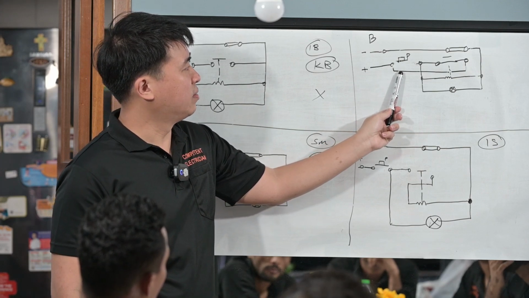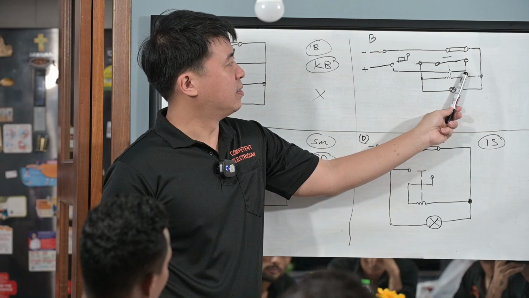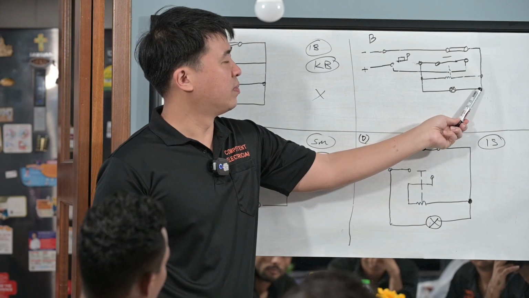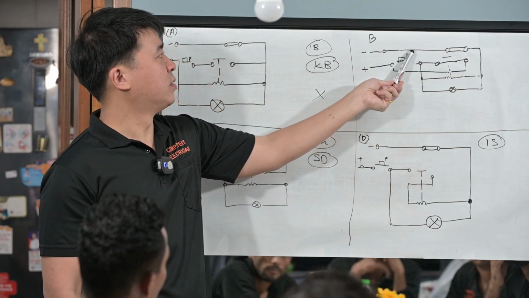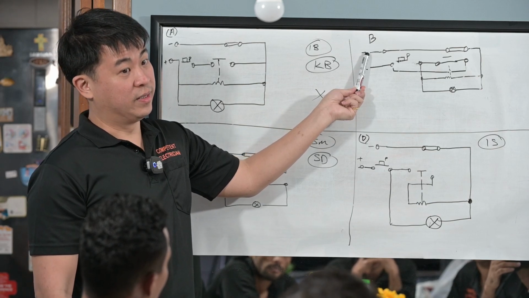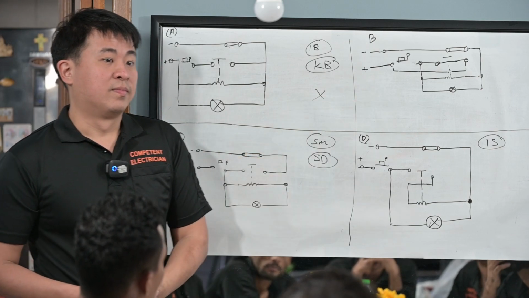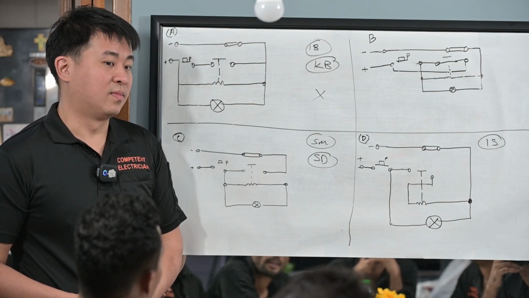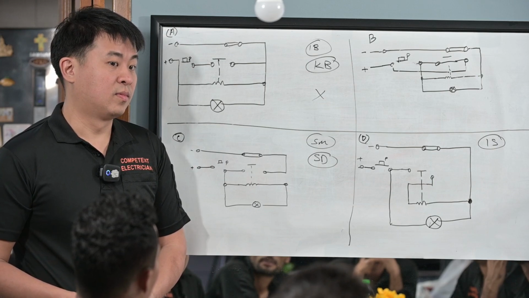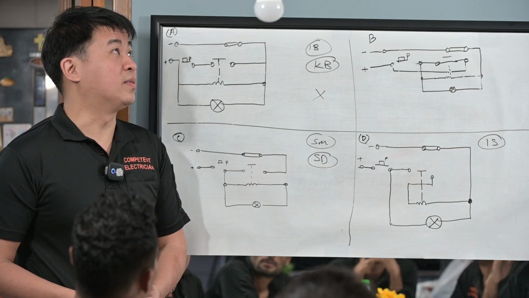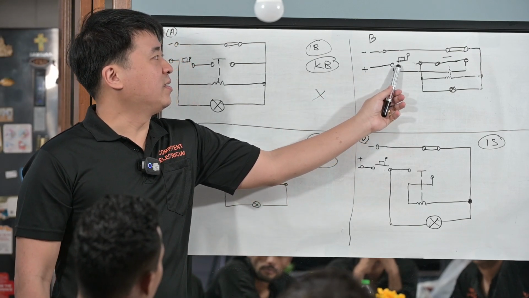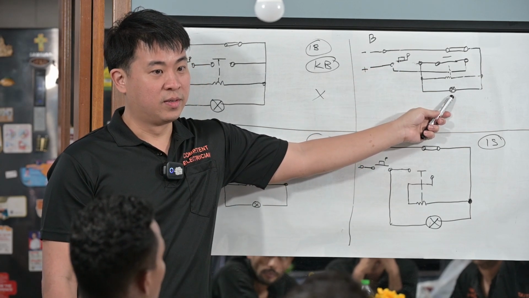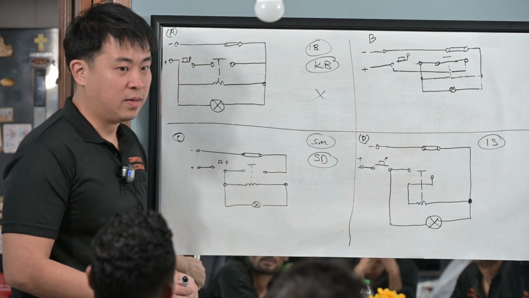The current flows, comes down, goes over here, goes up, goes through here, comes down again, goes through the bulb, goes through the fuse, and goes back to the battery. So this one is correct. This one, on, can light; off, also light. The question is, when I press this button, this one must come on. When I release, this one must also turn on. Yes, this is the correct one.